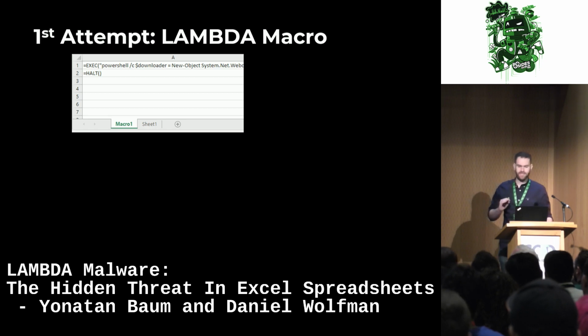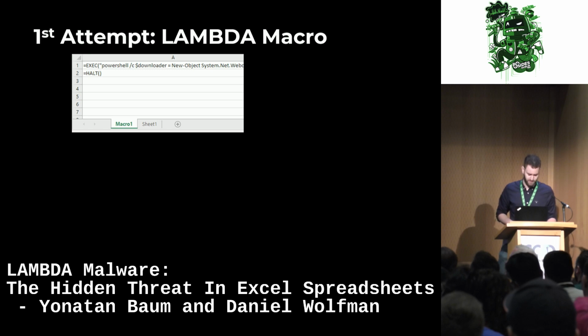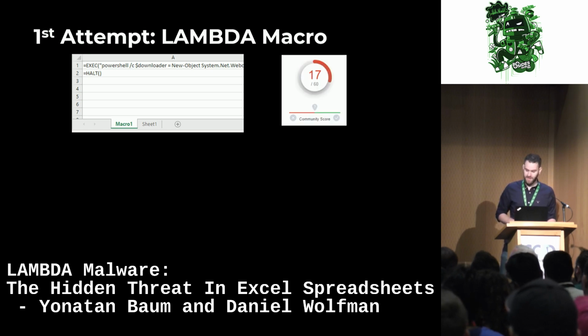I wanted a simple Excel 4.0 macro that does the exact same thing as the VBA macro we've seen earlier. It spawns a PowerShell process and runs commands from a remote server. I uploaded it to VirusTotal, resulting in 17 detections. This would be our control group.